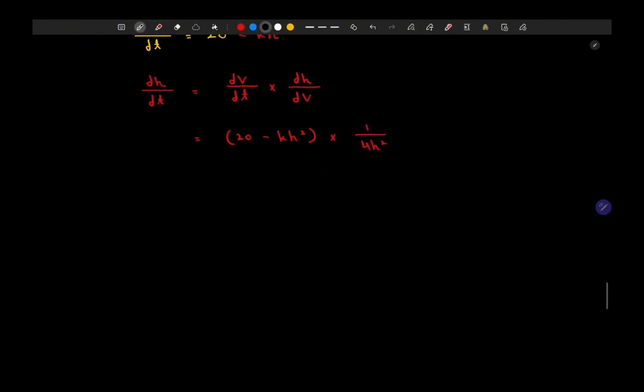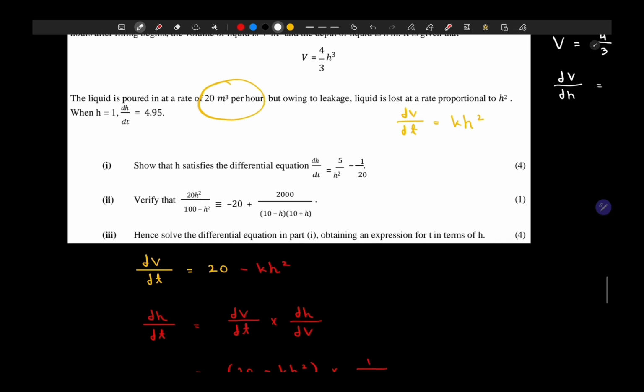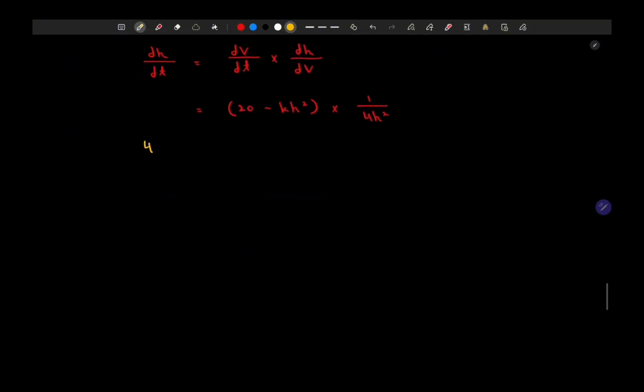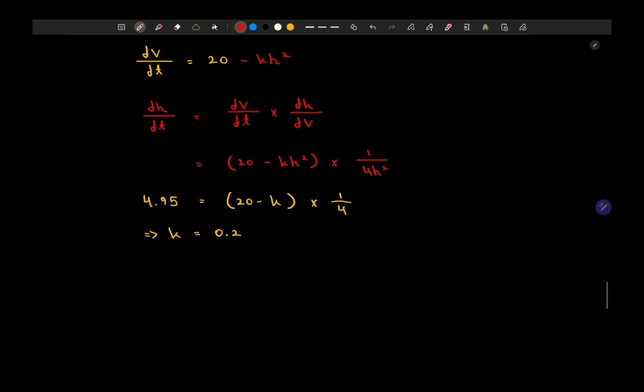Now we know that when the value of H is 1, the value of dH over dt is 4.95. So that's 4.95 equals 20 minus k times 1, which is k, times 1 over 4. From this we can find out the value of k. So the value of k is 0.2. Right.